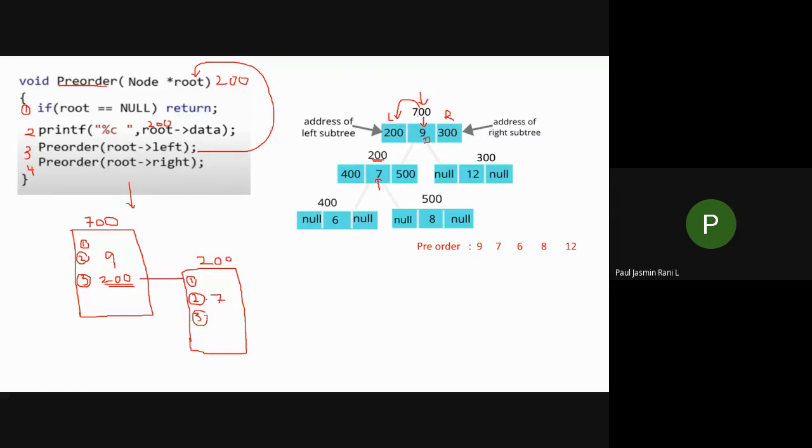So here, pre-order of root of left. What is the pre-order of root of left? What is the root value at present? Root value is 200, isn't it? So root value is 200. 200 of left. What is the value present in 200 of left? See here, 200 of left is 400. Now I am going to pass 400 over here.